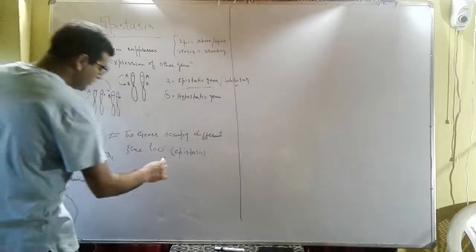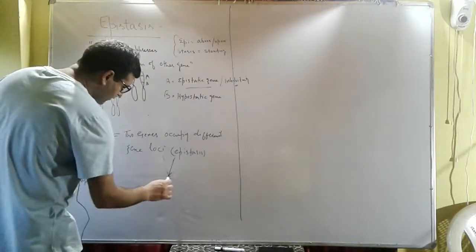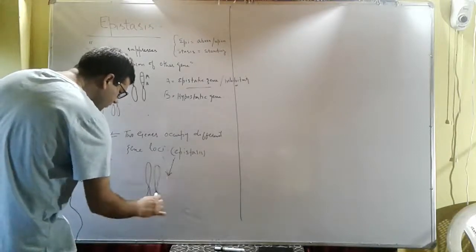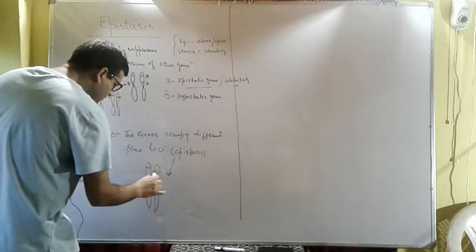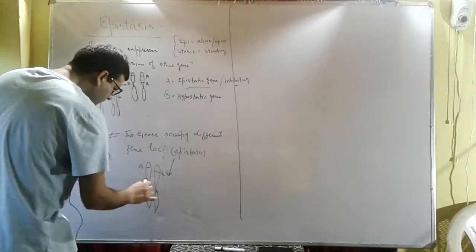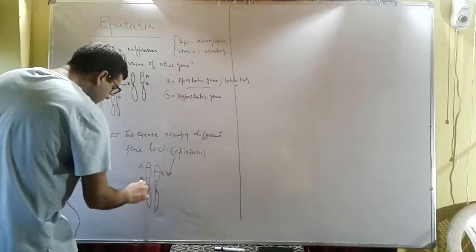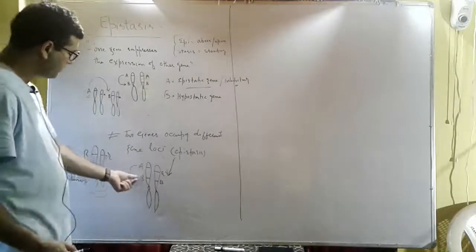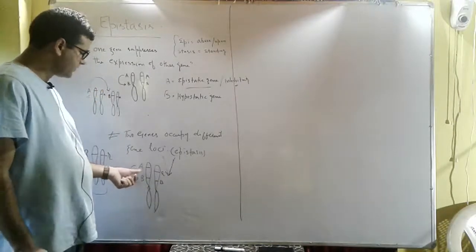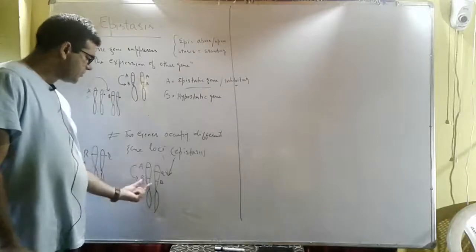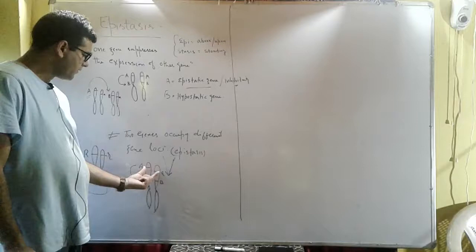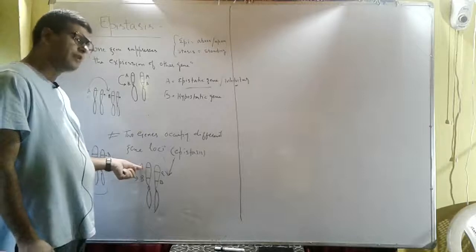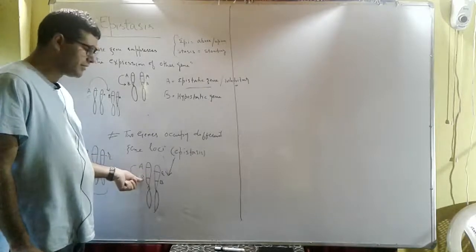In case of epistasis, what happens? Two genes occupy different gene loci. For example, A inhibits the expression of B. That is, A is the epistatic gene or inhibiting gene, and B is the hypostatic gene. That means these two genes occupy two different gene loci. This is one gene locus, this is another gene locus. The epistatic gene is at one gene locus and the hypostatic gene is at another gene locus.